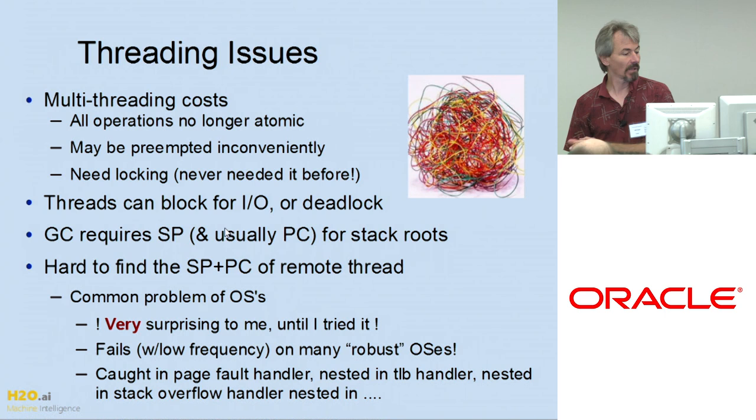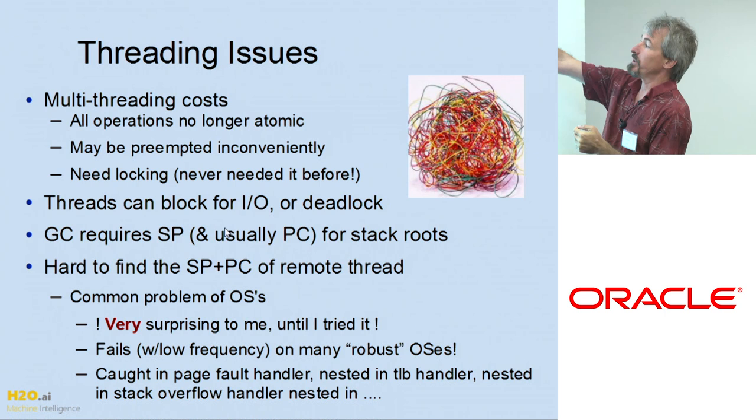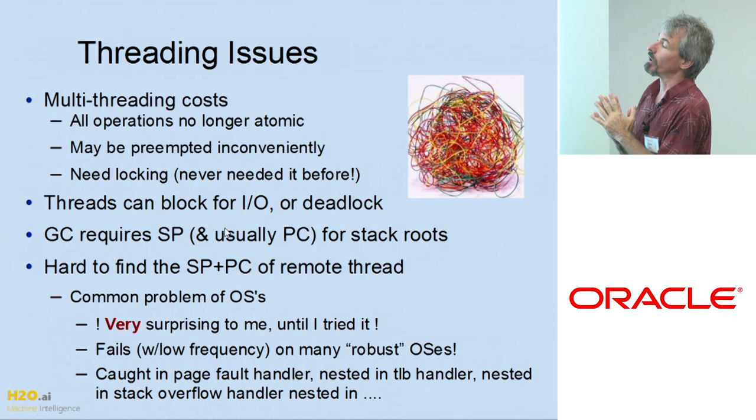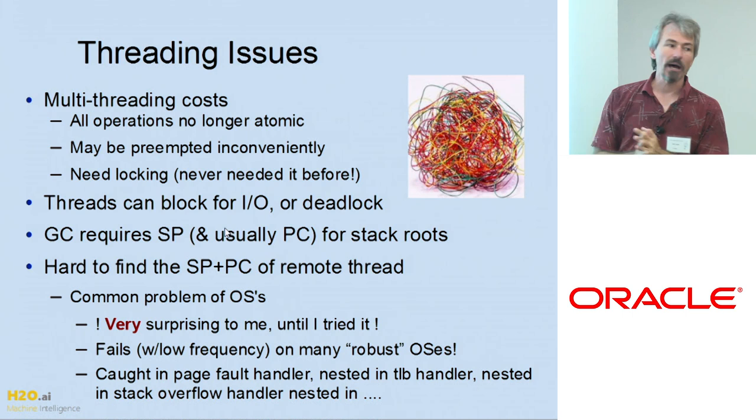Multi-threading costs. All your operations are no longer atomic. You can preempt it inconveniently in the middle of, say, a locking idiom, where you've done some sort of load compare and not yet the CAS, or I don't know what. I have to have locking. You didn't need it before. So simple VMs can skip locking in lots of places where complicated ones cannot. Threads obviously can block for I/O.